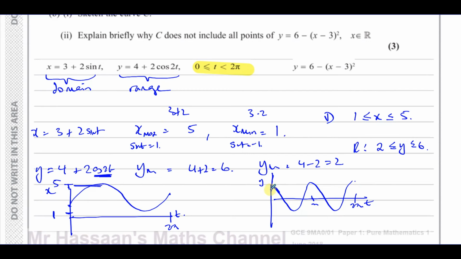But this has been multiplied by 2 and then 4 added to it. So this, which would have been 1, is now going to become 2, and then 4 is added to it, so it's going to go up to 6. The whole thing will raise up, you add 4 to it. This would have been minus 2, and minus 2 plus 4 is going to give us, for the y, 2.